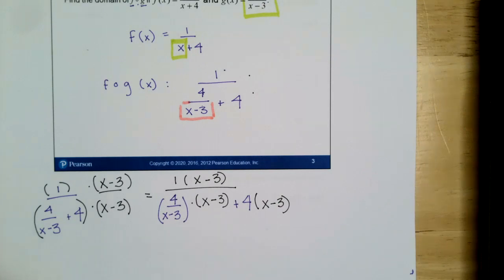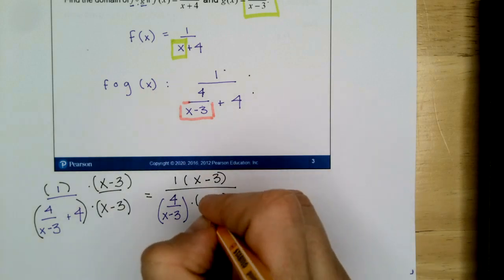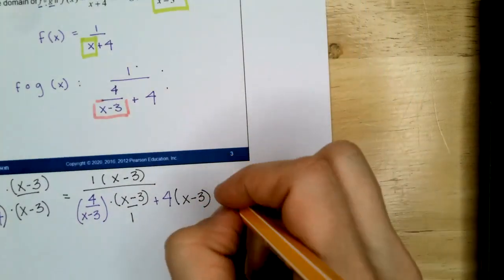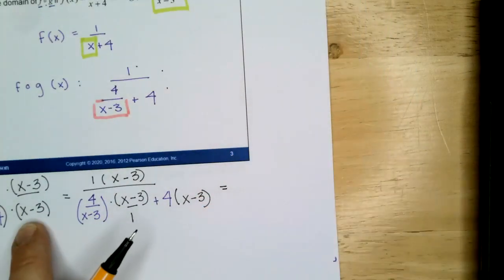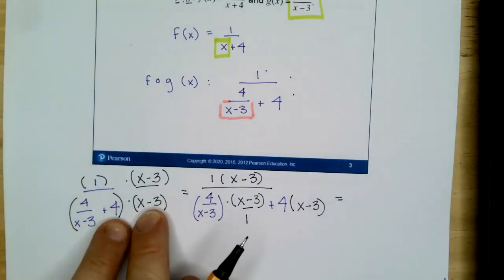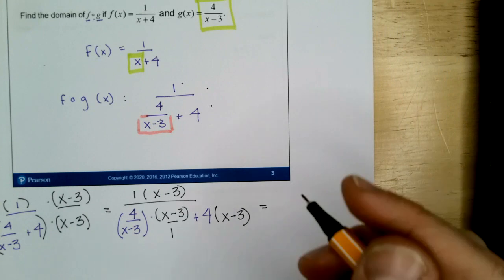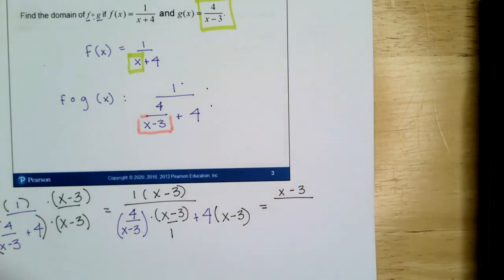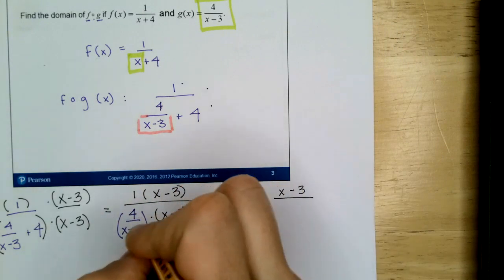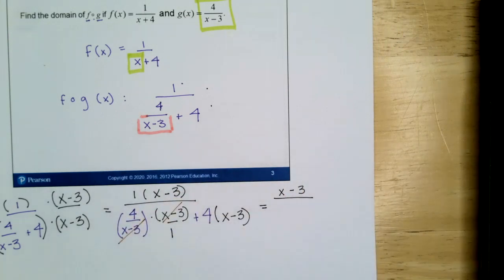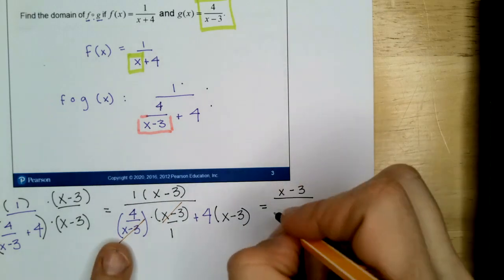Good. This could also be seen as, in fraction form, x minus 3 over 1, if that's easier. So we took that x minus 3, we multiplied it by this term, and we multiplied it by this term. So that now we have x minus 3 on the top. Here, these are going to cancel. 4 times x minus 3 divided by x minus 3 times 1 is just going to give us 4 over 1, or 4.